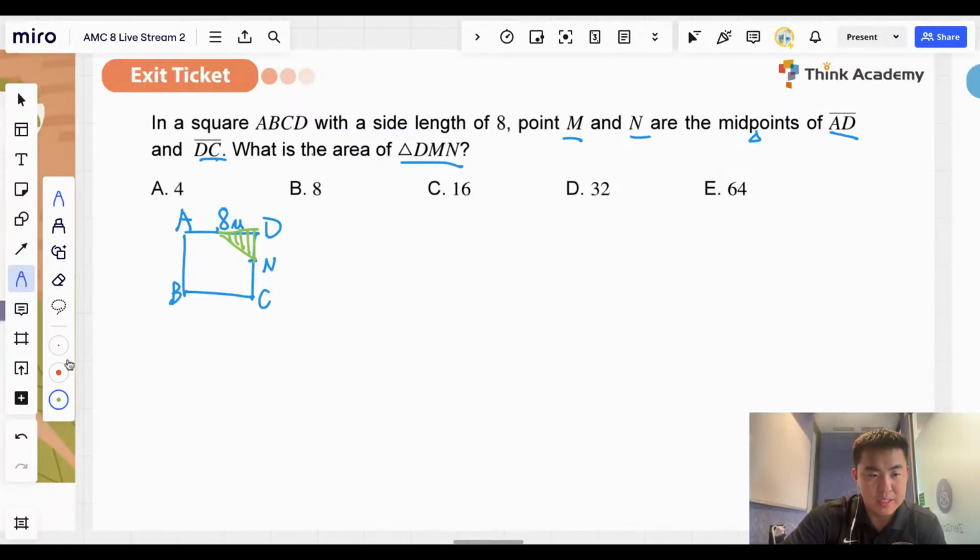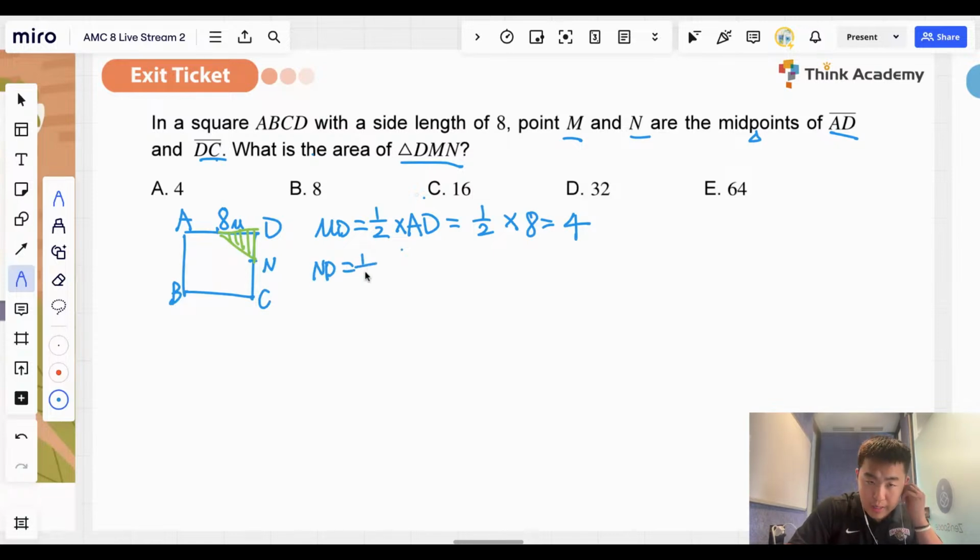So we'll start with the given condition. DM is equal to 1/2 times the length of the line segment AD, right? Because M is the midpoint of AD. AD is one of the edges of the square, so that's just 8. So 1/2 of 8 is 4. Same deal with ND. ND is also 1/2 times CD, and CD and AD are of the same length. So 1/2 times 8 is 4.